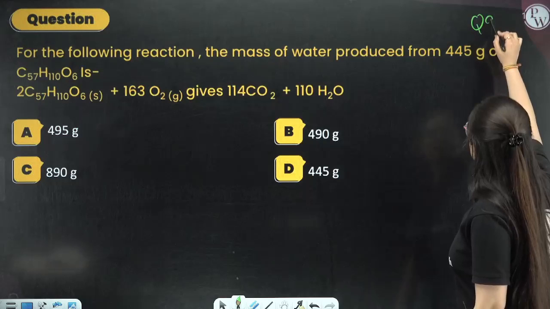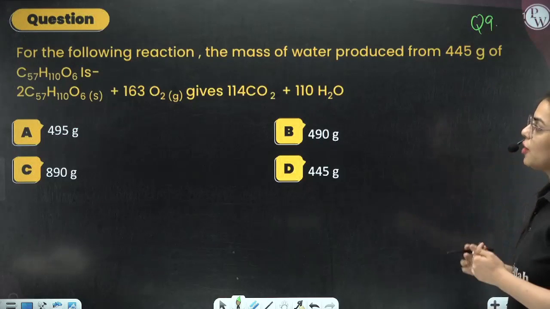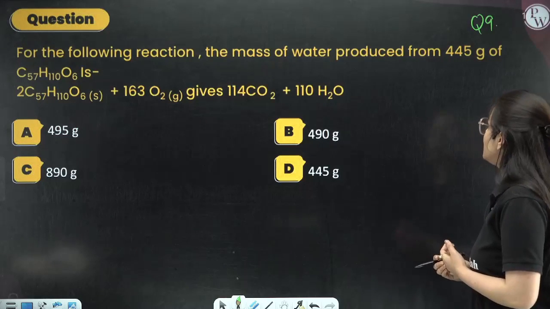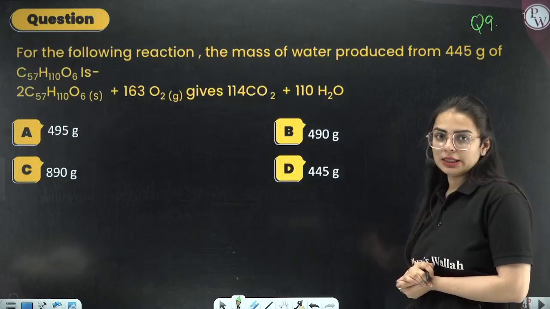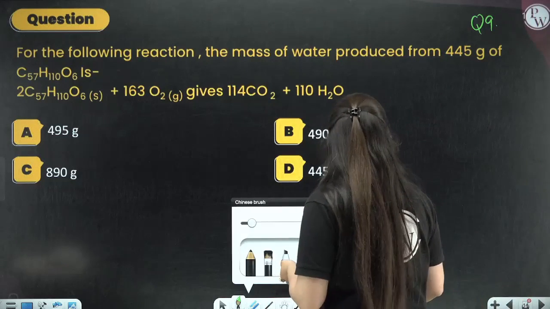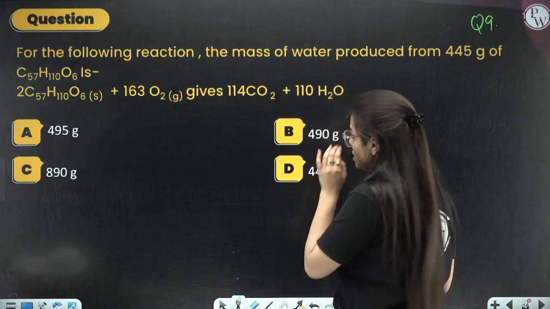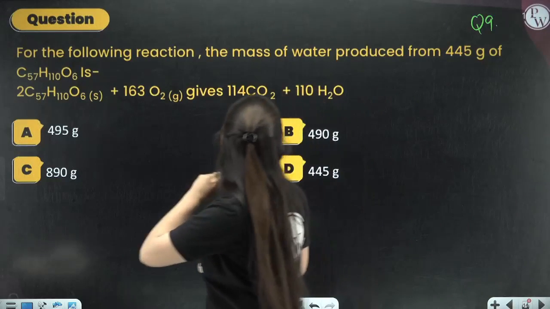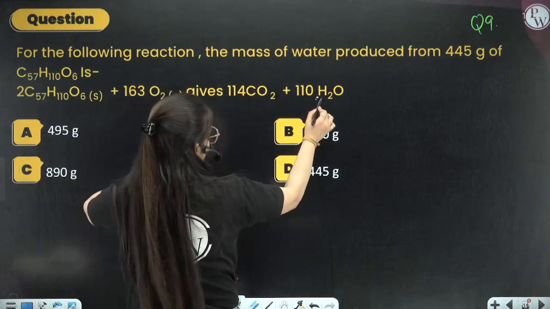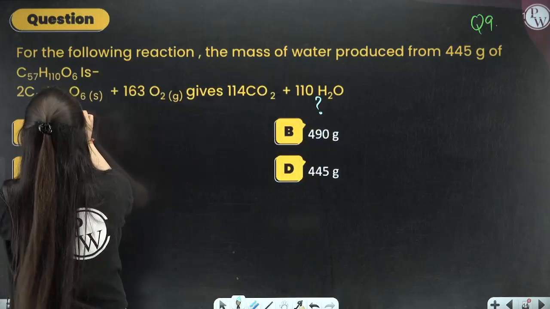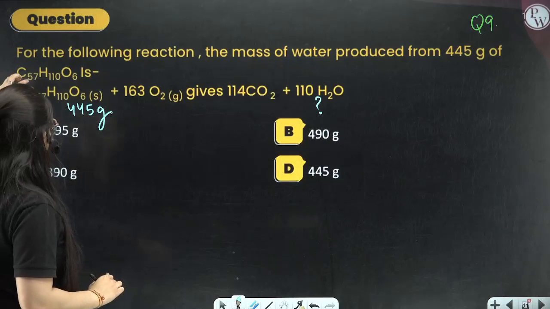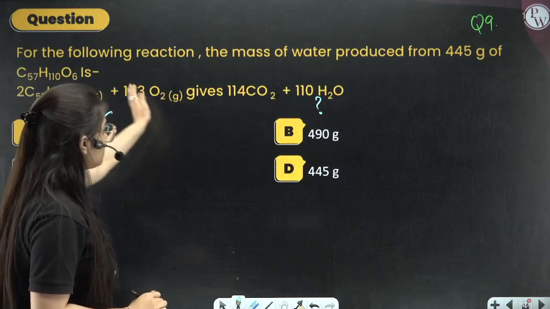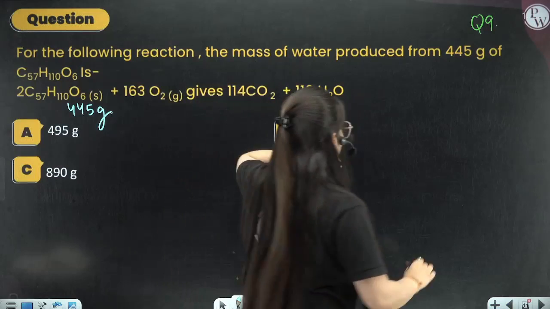Now comes question number 9. The question is: for the following reaction, the mass of water produced from 445 grams of this much is. Now understand the question over here. This is the general reaction, and they are asking you the mass of water. They have given you 445 grams. Understand, 2 of this reactant is producing 110 molecules of water.